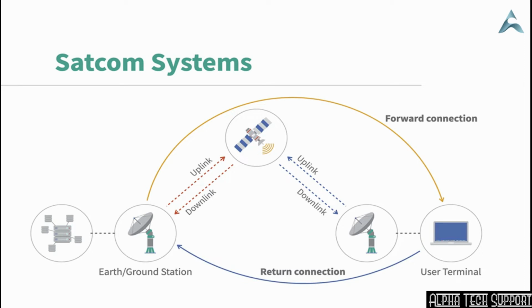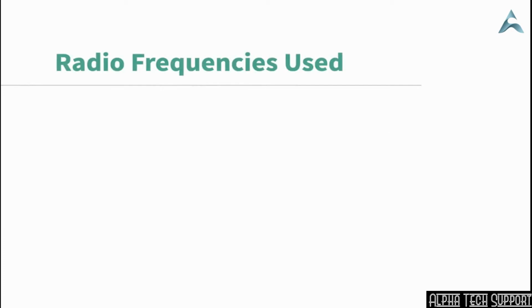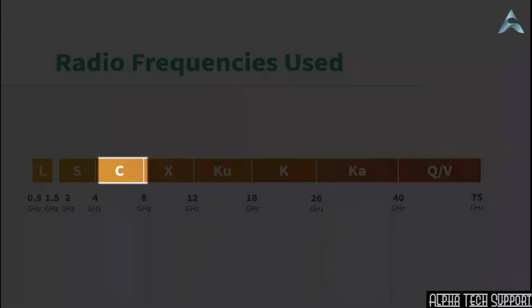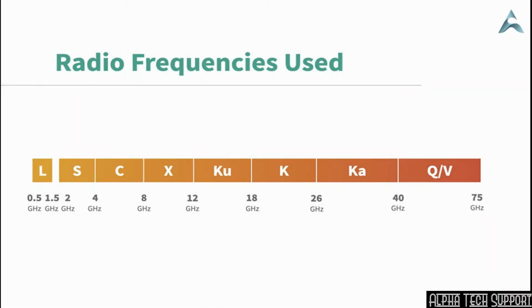The radio signals cannot be sent at a random frequency, but need to follow regulations. Some commonly used specific frequencies for satellite communications are C, Ka, and Ku frequency bands. C band ranges from 4 to 8 GHz. Ku band ranges from 12 to 18 GHz. And Ka band ranges from 26 to 40 GHz. And the Q or V band ranges from 40 to 75 GHz.